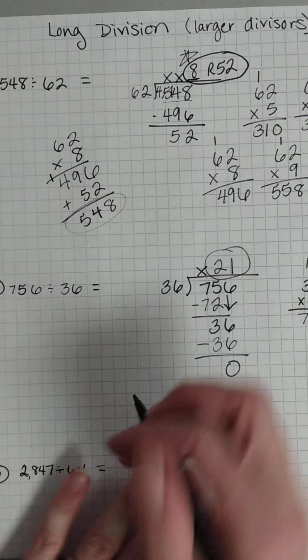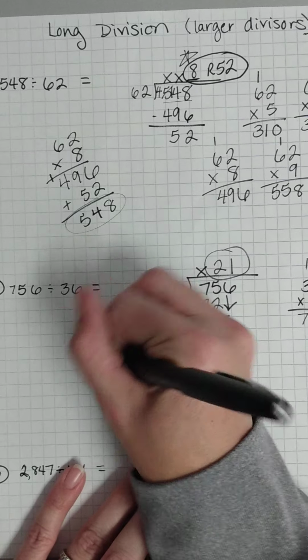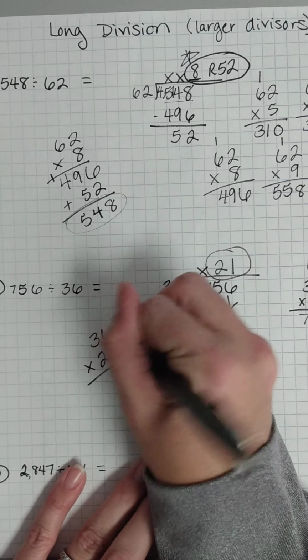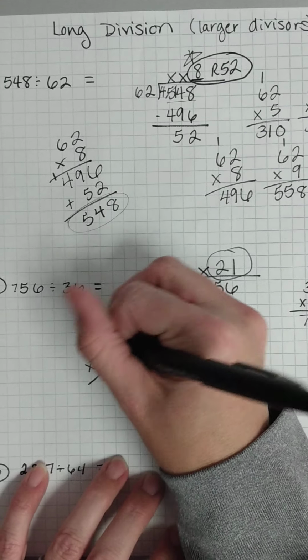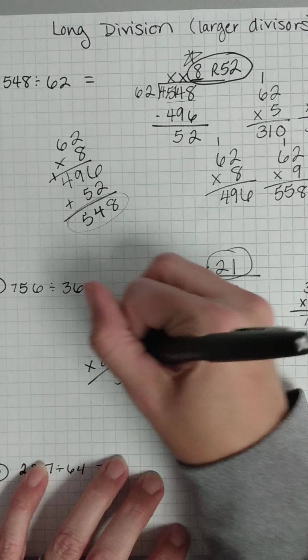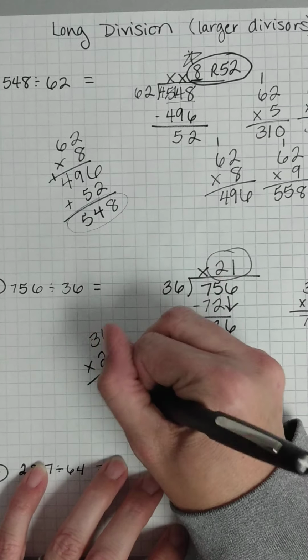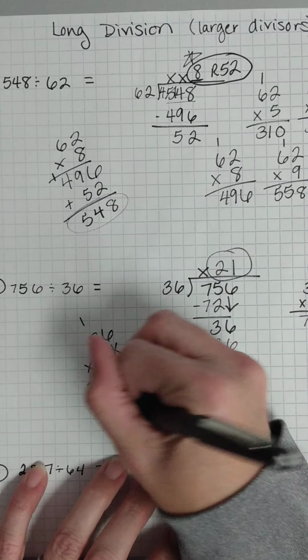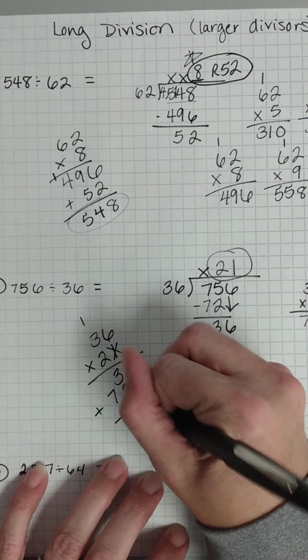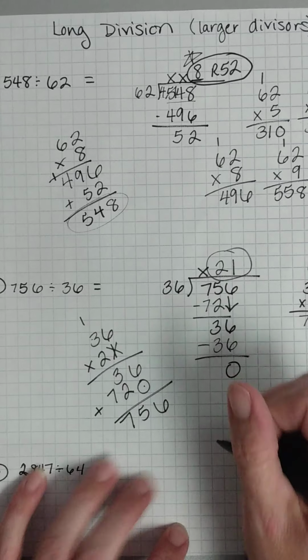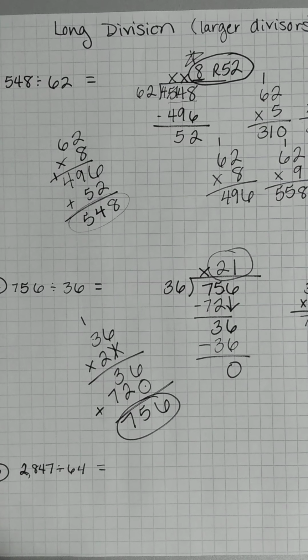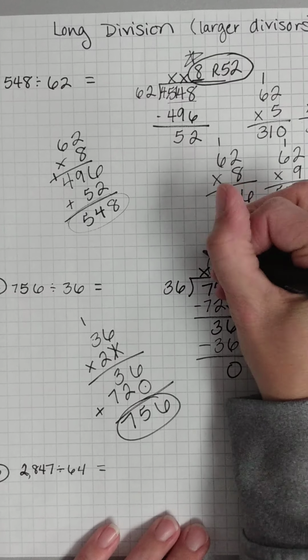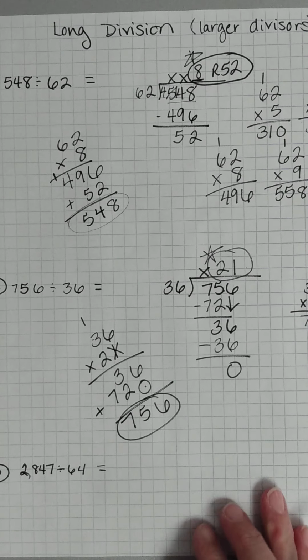Again, I'm going to use the traditional multiplication to check myself. 1 times 6, 1 times 3, placeholder, 12, 6, 7. And then I need to add those numbers. And do I end up with the dividend I started with? The answer is yes. So my answer of 21 is correct.